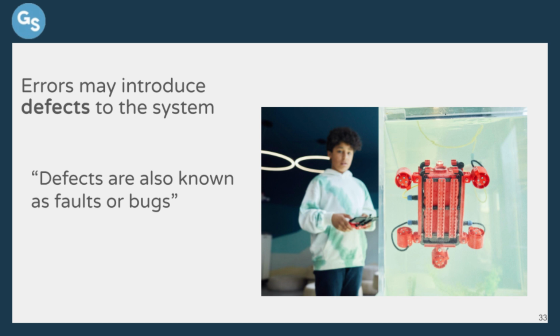Errors made by humans introduce defects in the system, and those defects make the system behave in unexpected ways. Defects are also known as faults or bugs. So defects or faults or bugs describe the inability of the system to operate as we would expect it to. For example, an error during coding a robot might introduce a defect of the robot being unable to move diagonally.